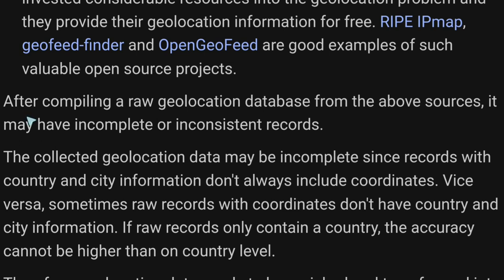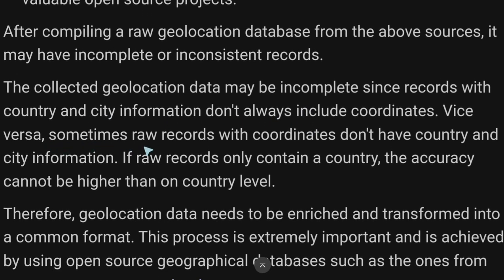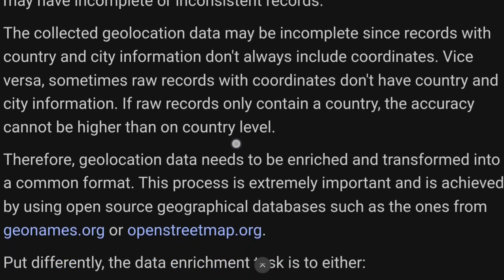After compiling a raw geolocation database from the above sources, it may have incomplete or inconsistent records. Multiple sources of truth. The collected geolocation data may be incomplete since records with country and city information don't always include coordinates. Vice versa, sometimes raw records with geolocation coordinates don't have country and city information. If raw records only contain a country, the accuracy cannot be higher than on country level.